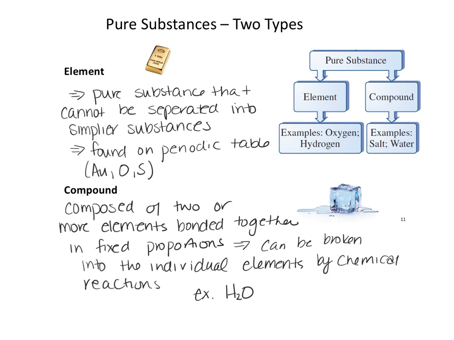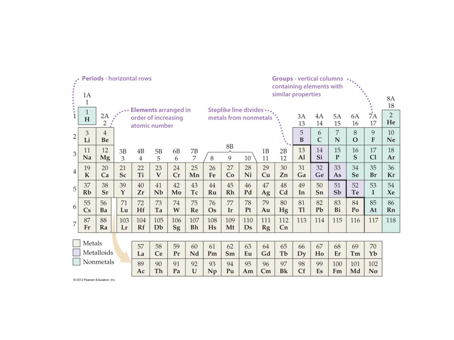Now, I want to talk a little bit more about elements and how we identify them, and then a little bit more about compounds. So first, I said, hey, look, we've got these elements and we can identify them using a periodic table.